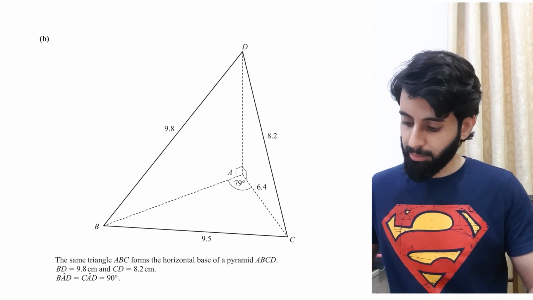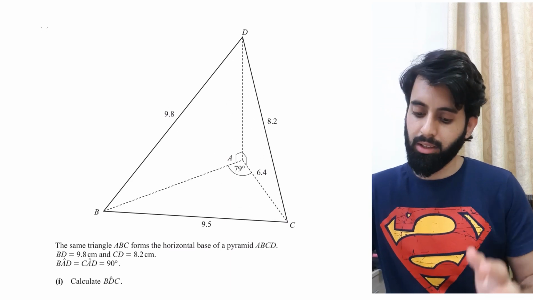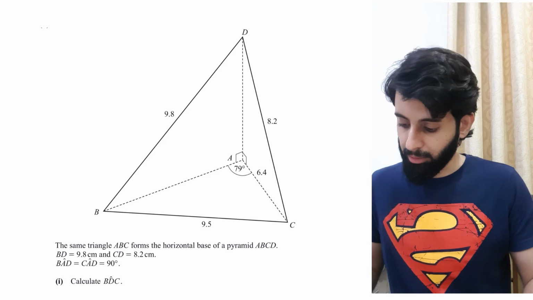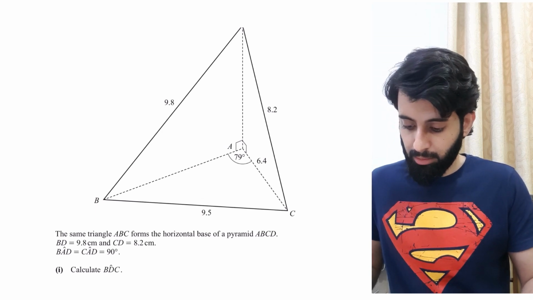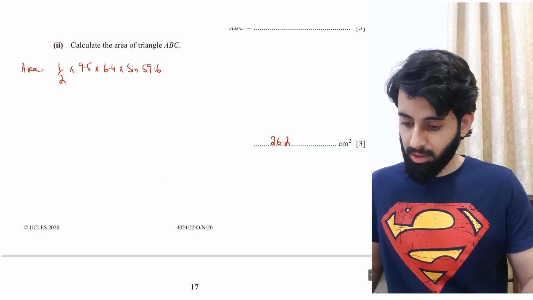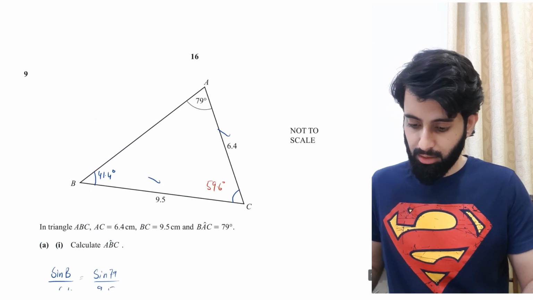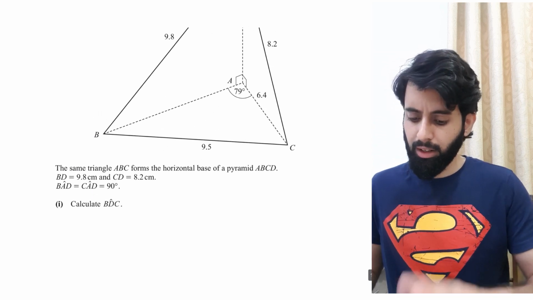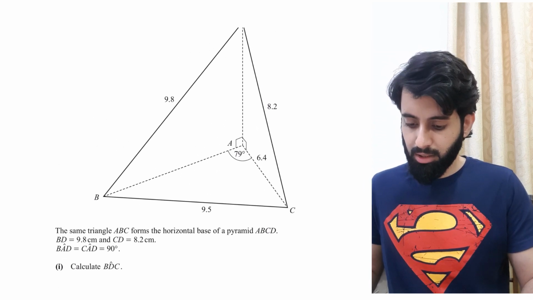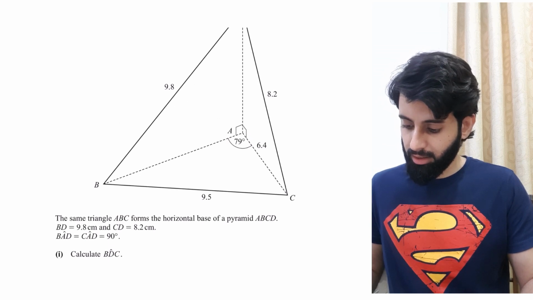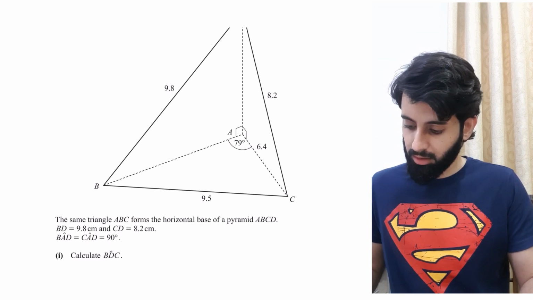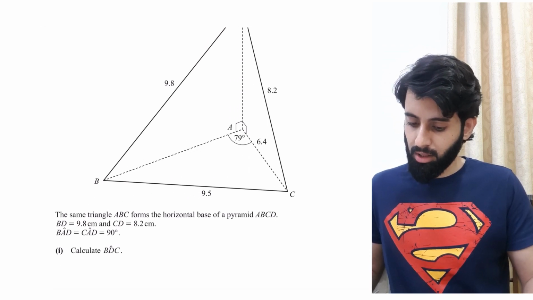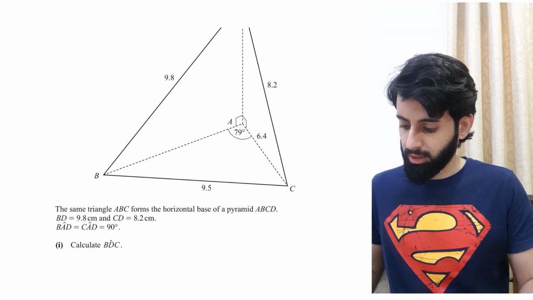Okay, now we're at part B. So this is like a 3D trigonometry question. Again, very likely to come in paper 2. The same triangle ABC forms the horizontal base of a pyramid ABCD. Anyway, let's treat it independently. BD is equal to 9.8, CD is equal to 8.2, and BAD is equal to CAD, which is equal to 90 degrees. We can see that. Calculate angle BDC.